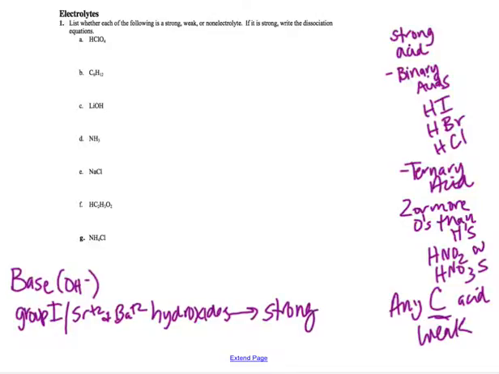Your nitrogenous bases, all your amino acids, your ammonia, amino acids aren't bases. Take that back. Your ammonia, your nitrogenous bases, these are all weak. So if it's not one of these, and you know it's a base, if it's not a group 1 or a strontium plus 2 or a barium plus 2 hydroxide, then you know it's going to be a weak base. Ammonia is the consummate weak base.